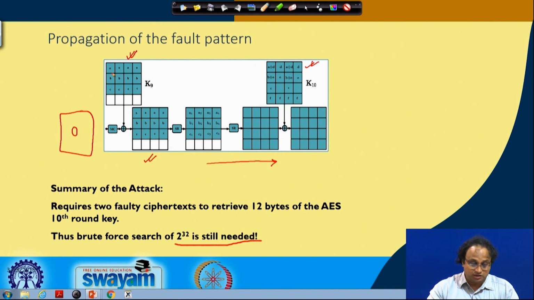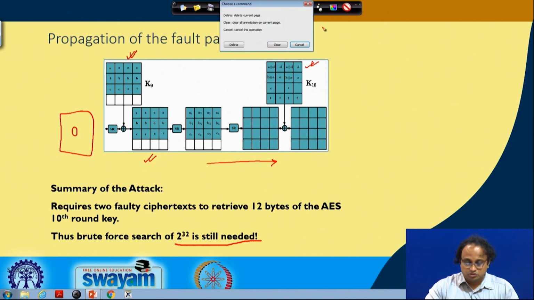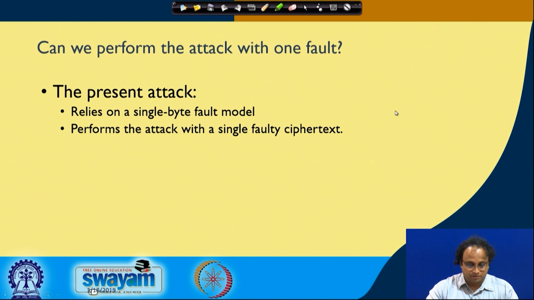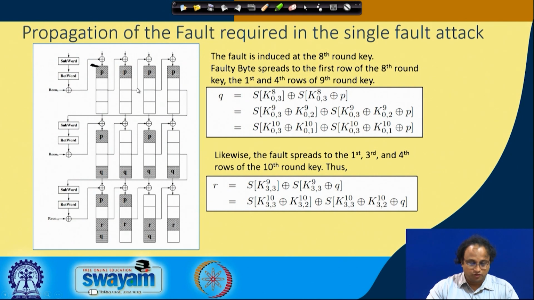More importantly, you need faults of this nature, and this is a restricted fault model, because you need a fault of a specific type. It is not a very generic fault model in that sense. So now we will investigate how we can do this attack using our favorite single byte fault model. Also, we will perform the attack with a single faulty cipher text, only with one shot. For that, let us take a look at the type of fault.